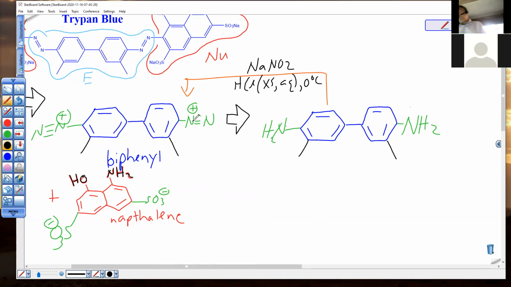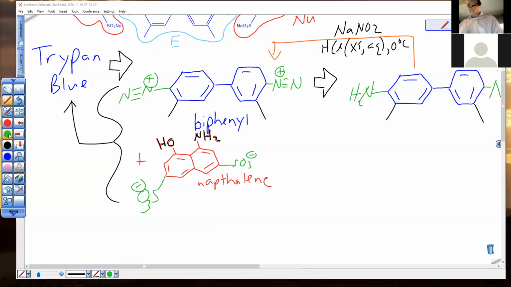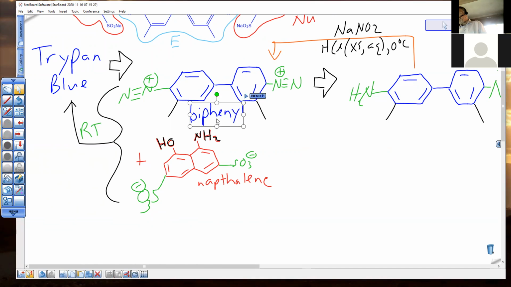I don't want a phenol over here or over here. And then I just mix these together. Let it warm up to room temperature. Might have to add a base, but you don't need to know that for lecture. And you get your trippin' blue.